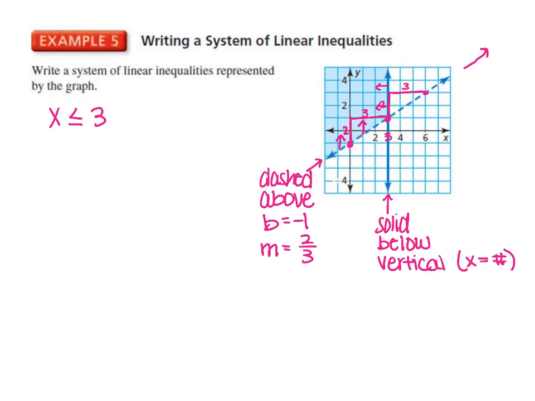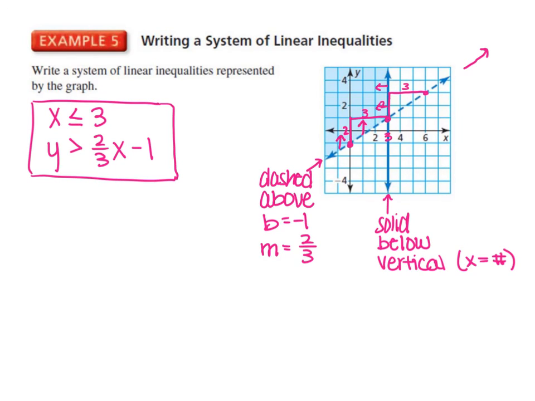So I'm ready to write my inequality. Y above means greater than, dashed means I don't put the or equal to. Mx plus b would be 2/3 x and plus -1, or just -1. If you wrote plus -1, that would be okay too, but -1 would be the best answer. So see if you could try a few of those.